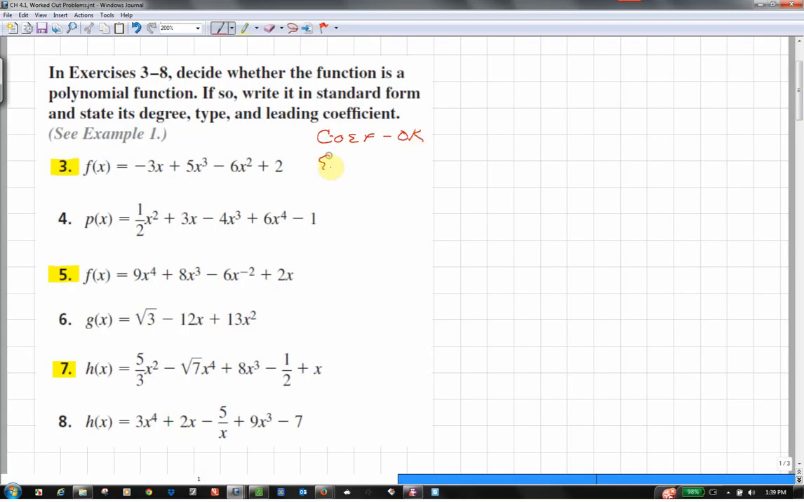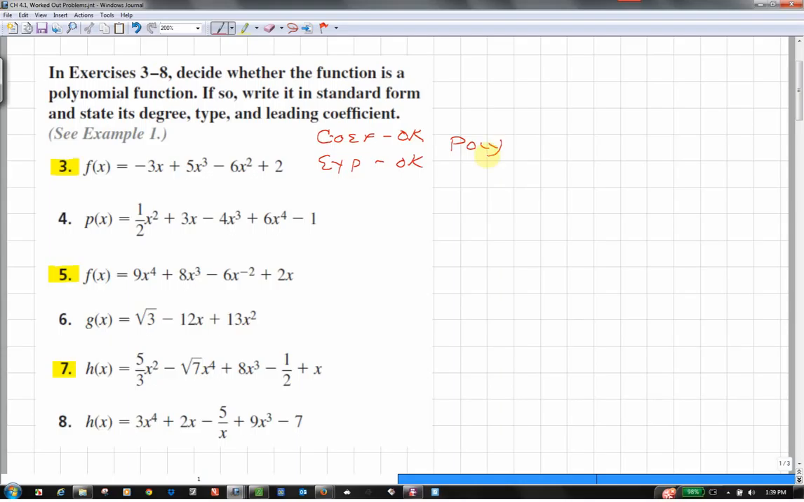Now let's look at the exponents. They have to be 0, 1, 2, 3, or 4. No negative numbers, no variables, no fractions. So I've got a 1, a 3, a 2, and a constant term. So my exponents are okay. This is a polynomial.